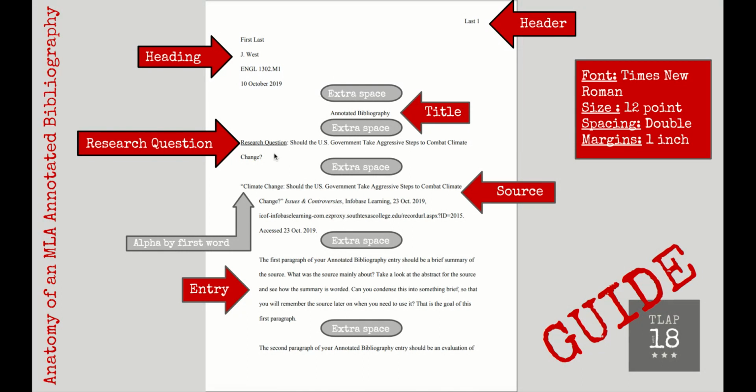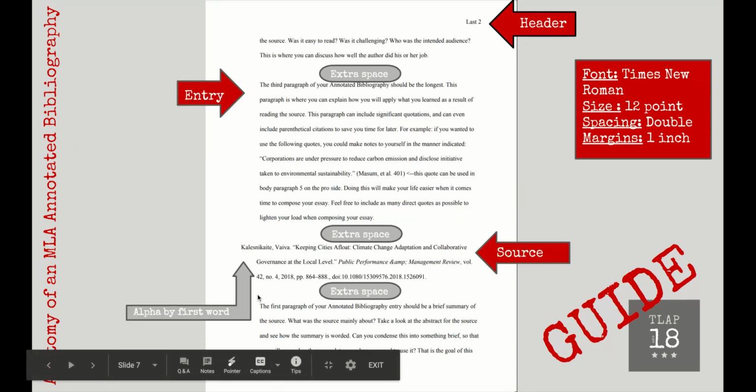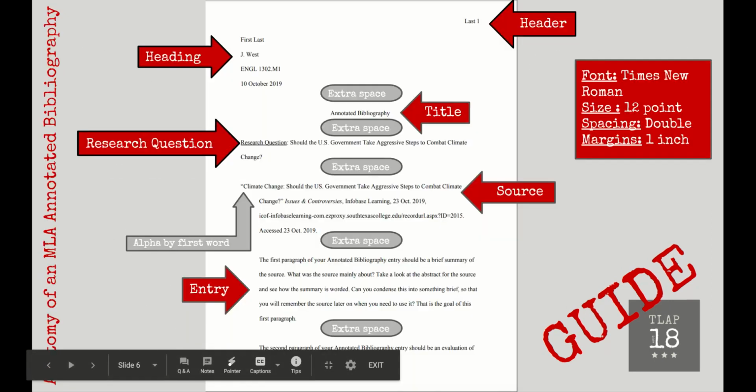Okay, so after you've put in your title, you need to put your research question, and this should be what you are going to be researching. This is just an example on the page here. All sources are alphabetized by first word, and all sources should be hanging indented. Okay. Additionally, there should be an entry for each source. The entry should be lined up with the bottom of the hanging indentation here. Okay.